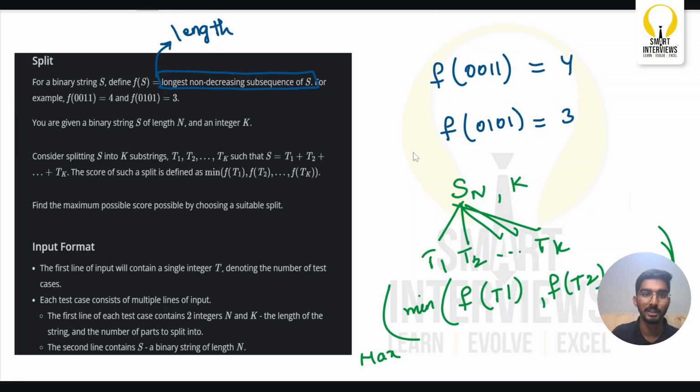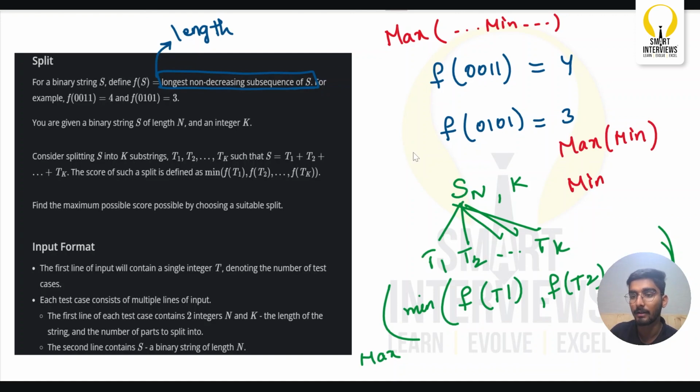So if you are clear with the problem statement, we are asked to find something like the maximum of all the possible minimums, right? Whenever there is something like max of min or min of max, we need to use binary search. But how can we use binary search here? Try to pause the video here and try to think of a solution.